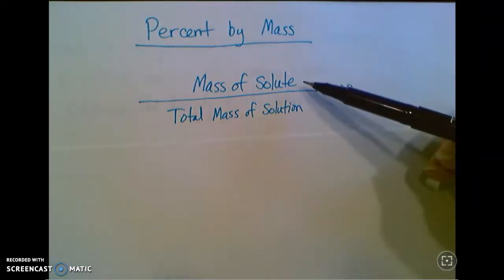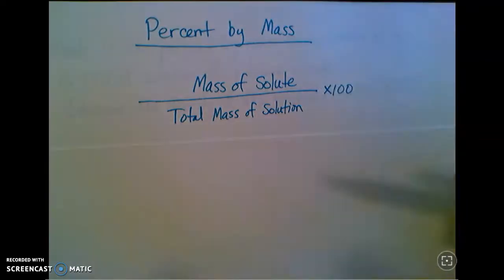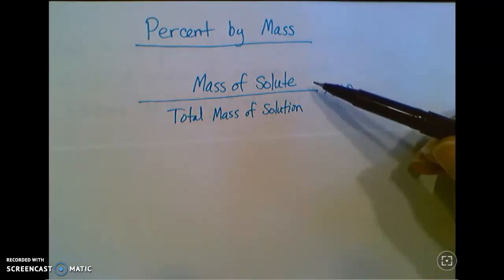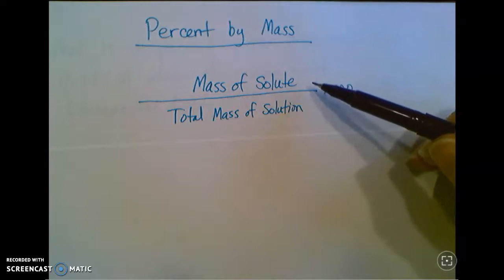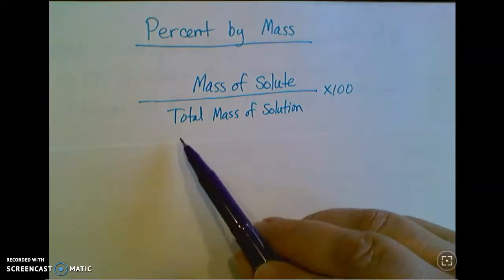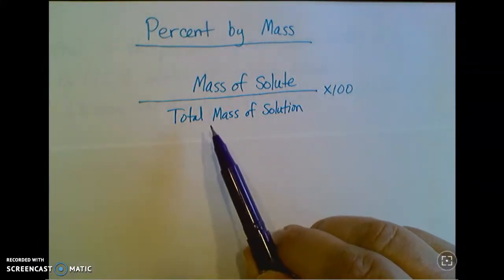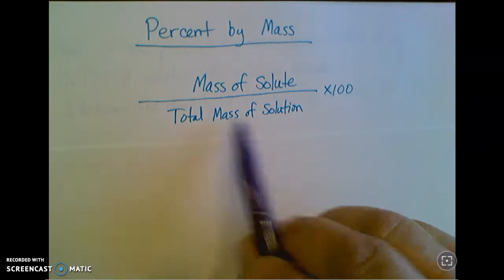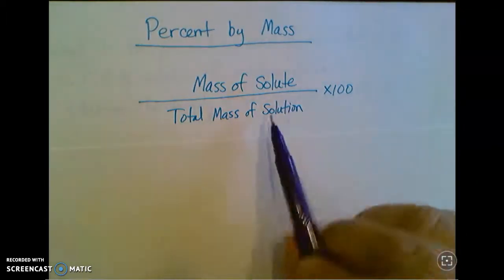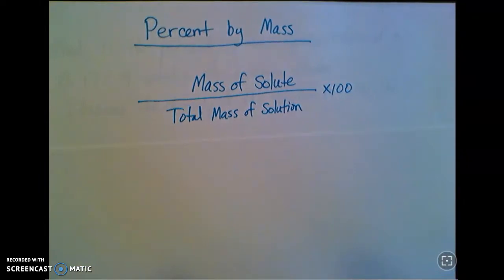In this case, the part we're usually looking for is the solute, the mass of that solute. It could be the solvent, you would be told, if it wanted the mass percent of the solvent instead of the solute. But if it doesn't say, assume that it's the solute, divided by the total mass of the solution. So this would be the mass of the solute plus the mass of the solvent together. And so you'll find that ratio, multiply by 100 to make that into a percentage.